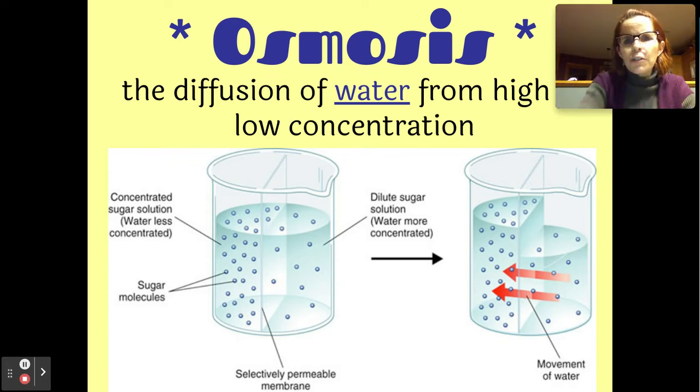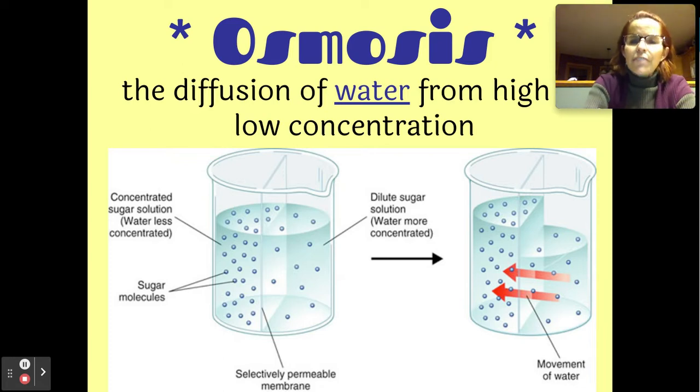All right, let me remind you of a term that you've probably also heard of. The word is osmosis. Now, diffusion is any molecule, but specifically when it's water that's diffusing, we call that osmosis. So it's the diffusion of water from an area of high concentration to an area of low concentration. Take a moment to look at this diagram. On the left, we have a beaker, and the dots, those aren't water molecules, those are sugar molecules.